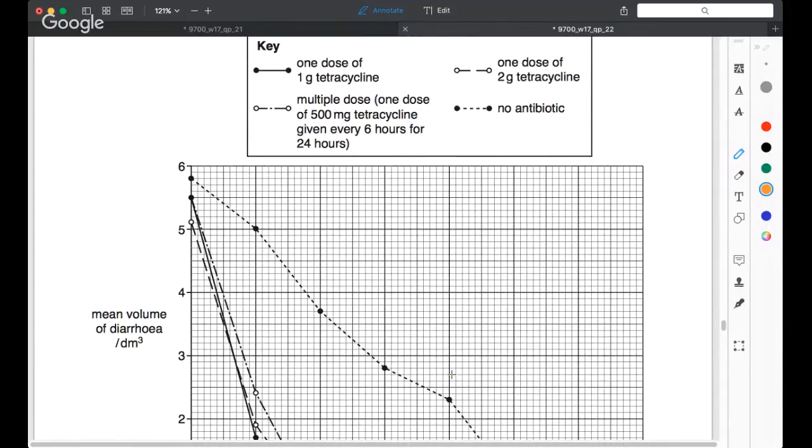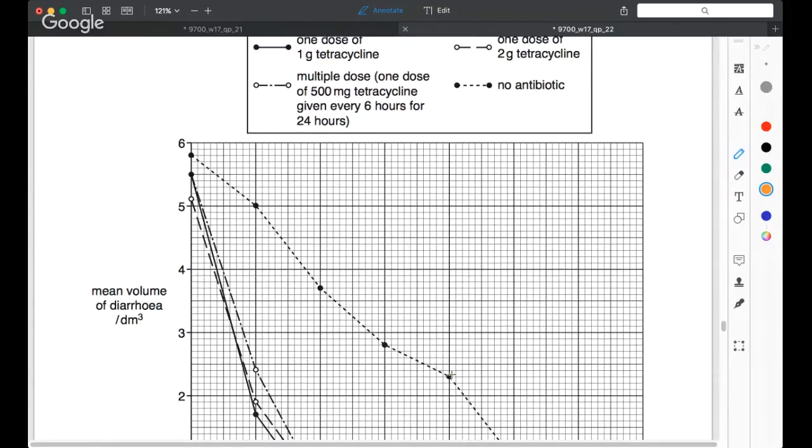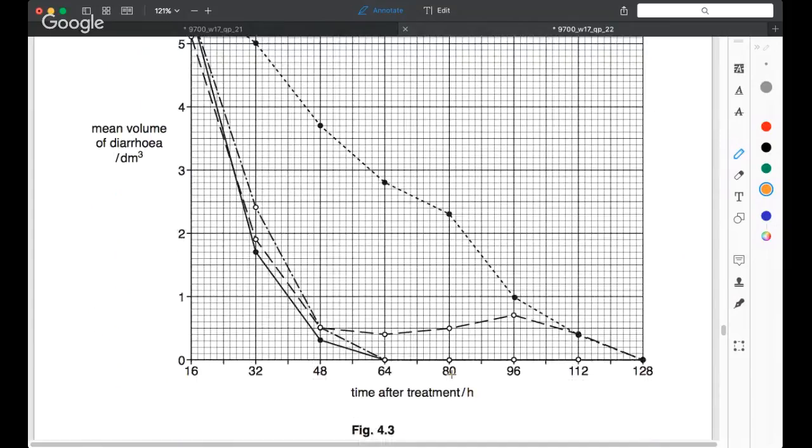Okay. So what's the comparison you're making? While the one without antibiotic and the one with 2 grams is reduced at 128 hours to 0. The others are reduced at 64 hours. Okay. Good. That's another mark.